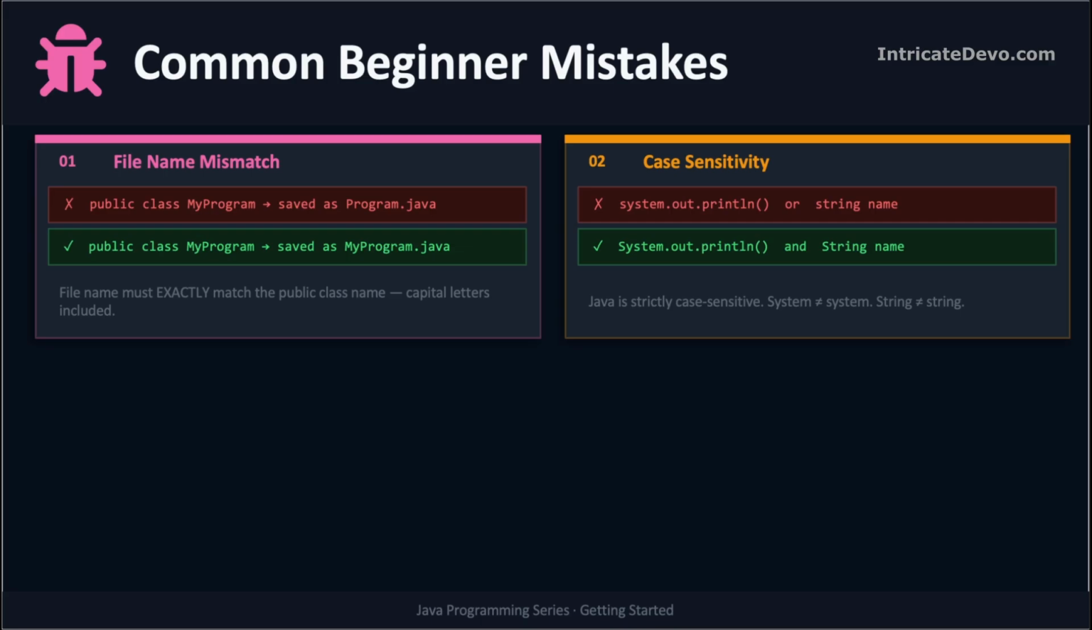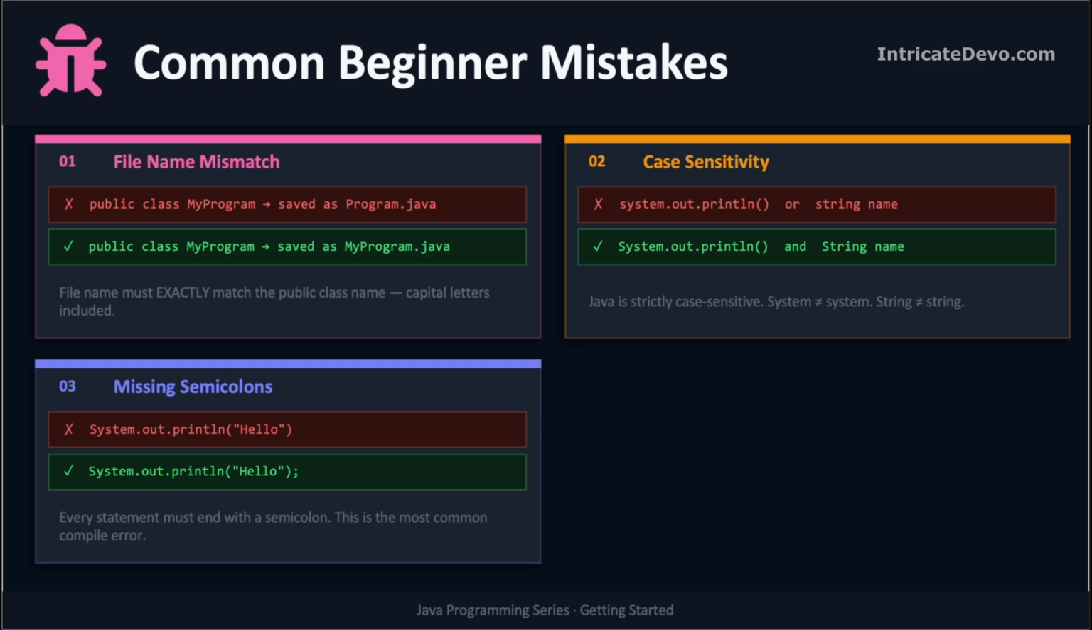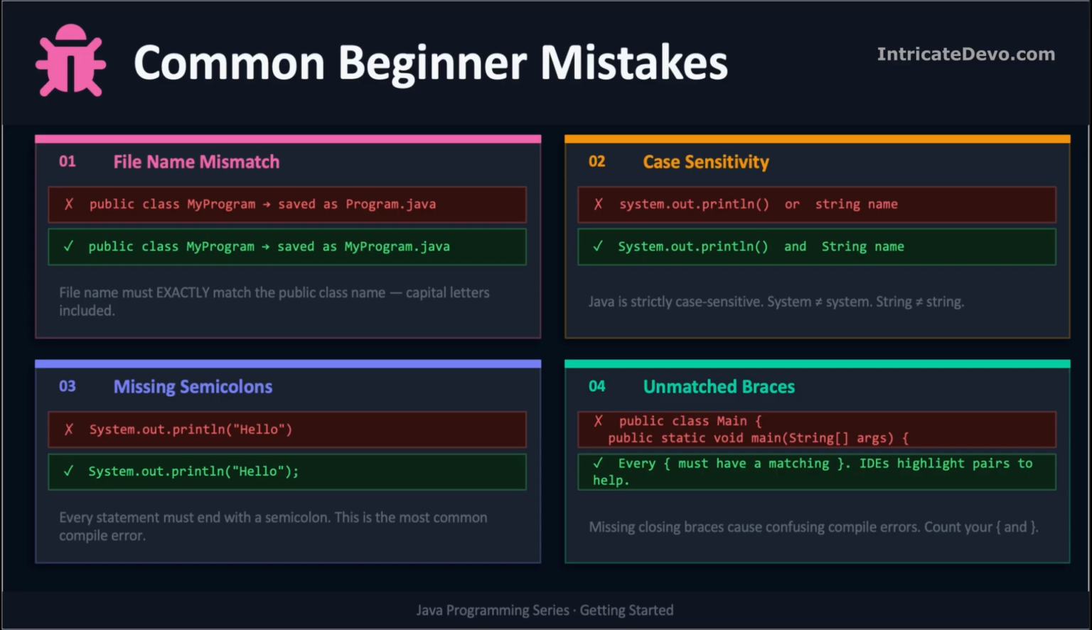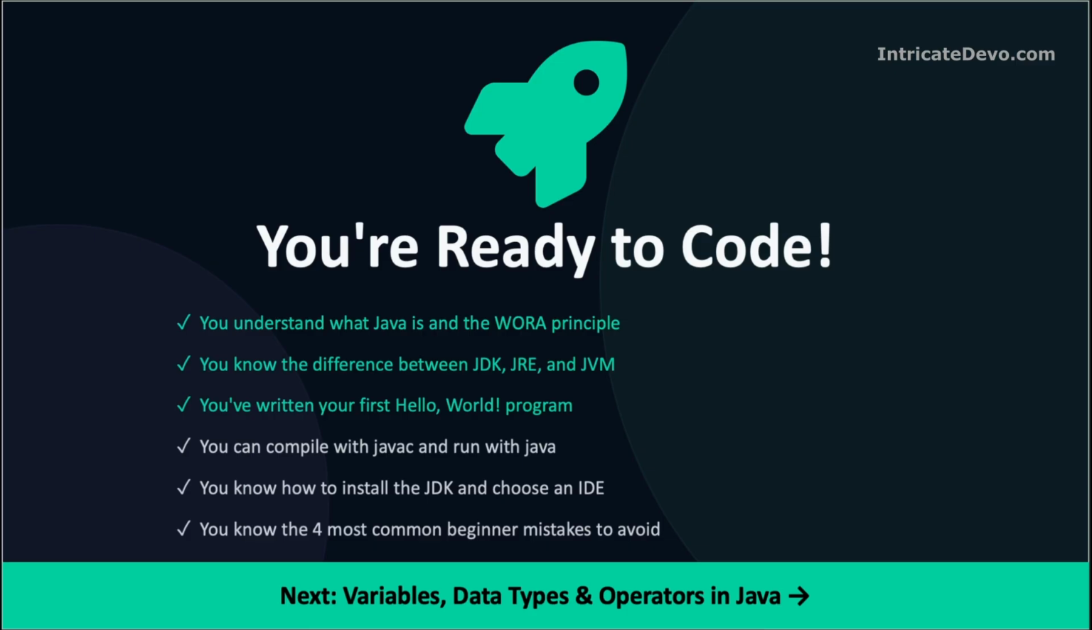Mistake number 3, missing semicolons. Almost every statement in Java must end with a semicolon. Forgetting one is the single most common cause of compile errors for beginners. Mistake number 4, unmatched braces. Every opening curly brace must have a matching closing brace. This is how Java defines blocks of code. IDEs help by highlighting matching brace pairs. Use that feature. Congratulations, you have completed the Java Get Started lesson.